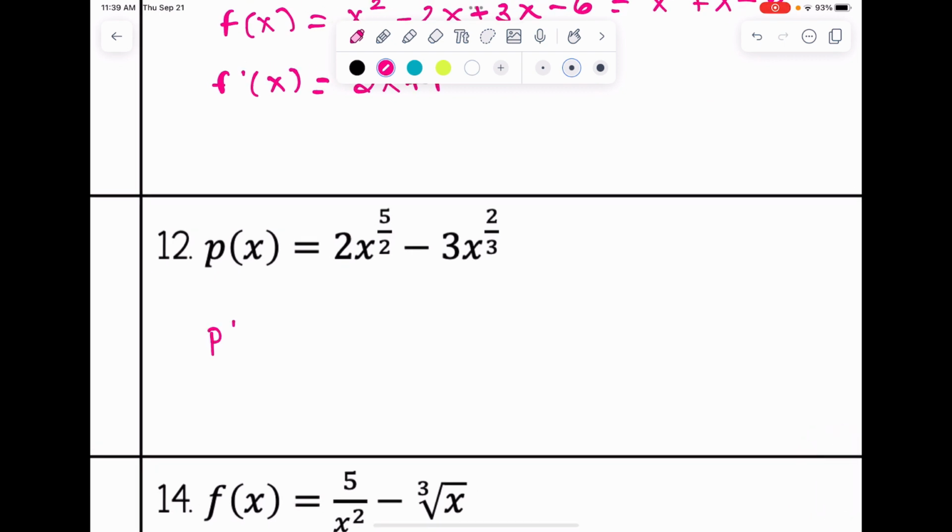Number 12, I have some rational exponents here. Bring them down. So 5/2 times 2 is going to give me 5x. And we're going to subtract 1 from the exponent. So keep in mind, 5/2 minus 1, you need to get common denominators there. Bring the 3 down here. Bring the 2/3 down times the 3. So minus 2x to the negative 1/3.